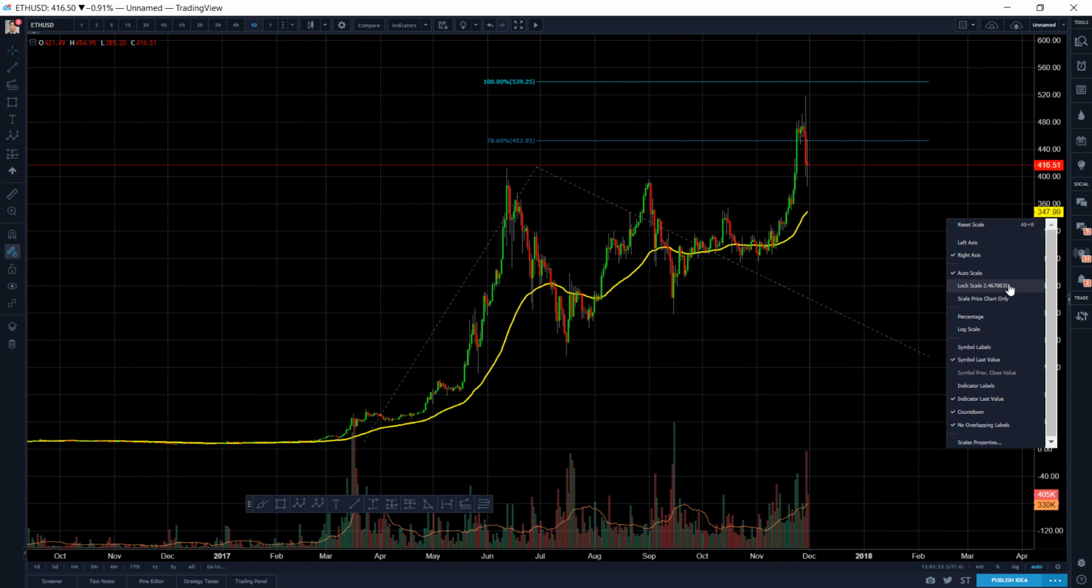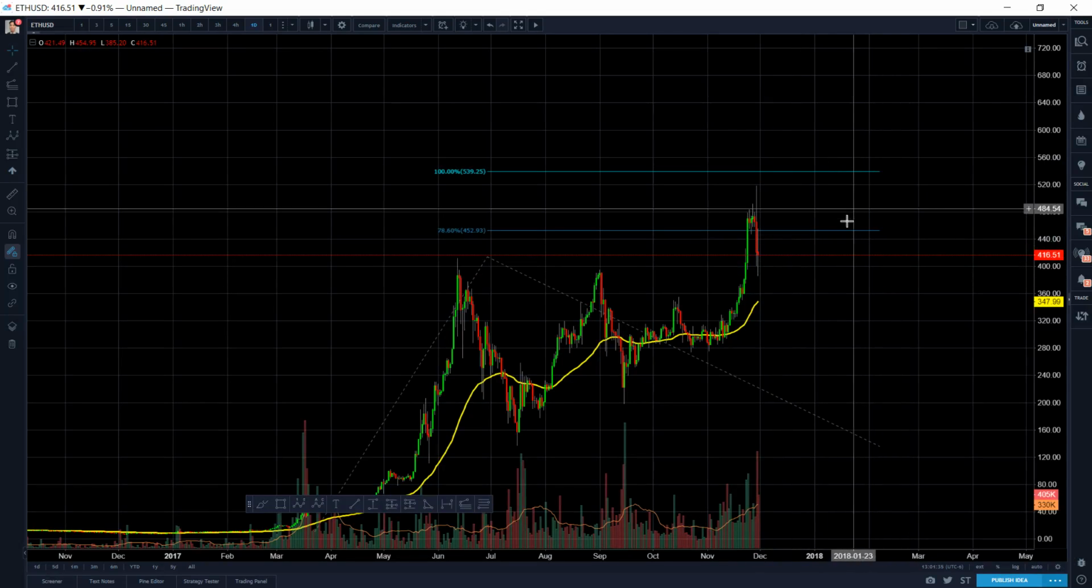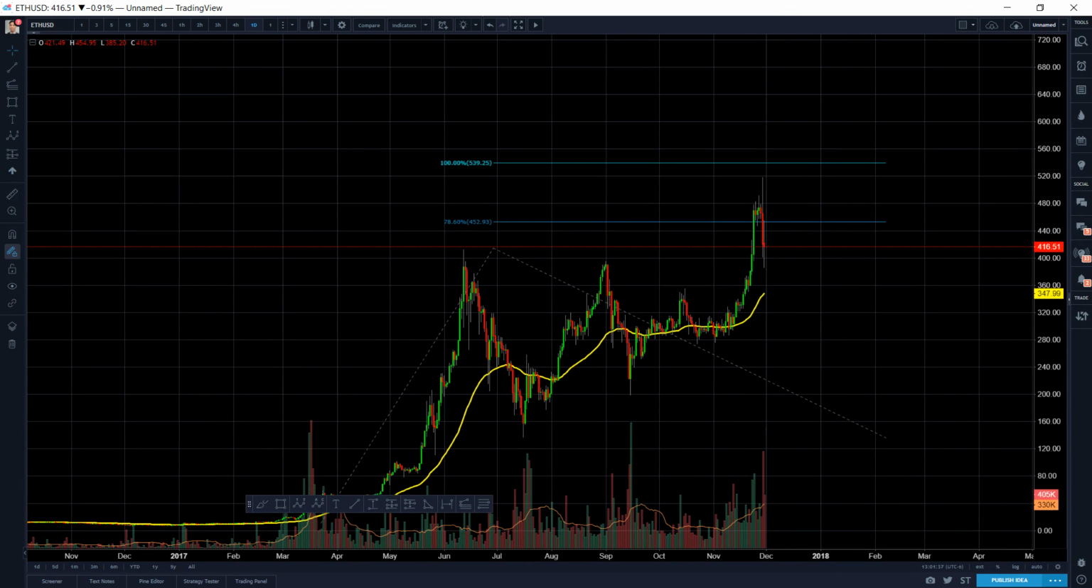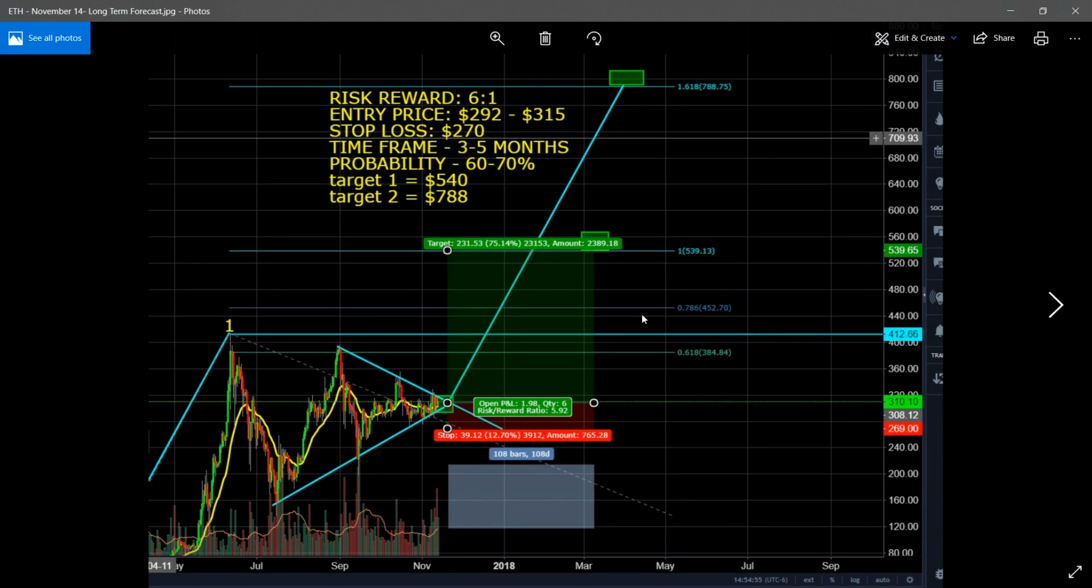Now, a really awesome target would have been $540, which was my original one, if you guys remember. I'm just pulling it up right here. I'm looking for it. Ethereum. This was a very nice prediction, actually, the one that I made. And the people that got in on it, you guys must be super happy about that. Here is my November 14 update, where I targeted an entry between 292 and 315. And my target one was actually $540 right there. We came a little bit short.